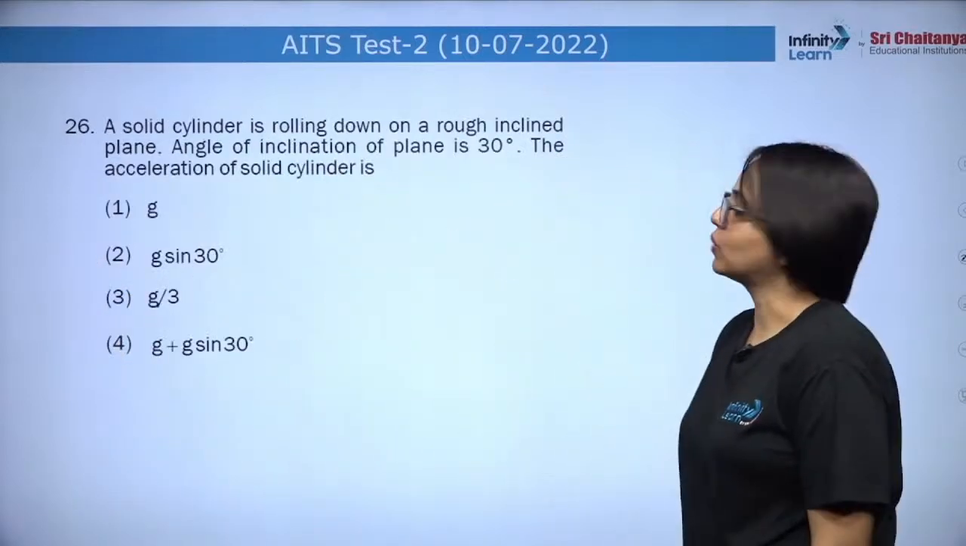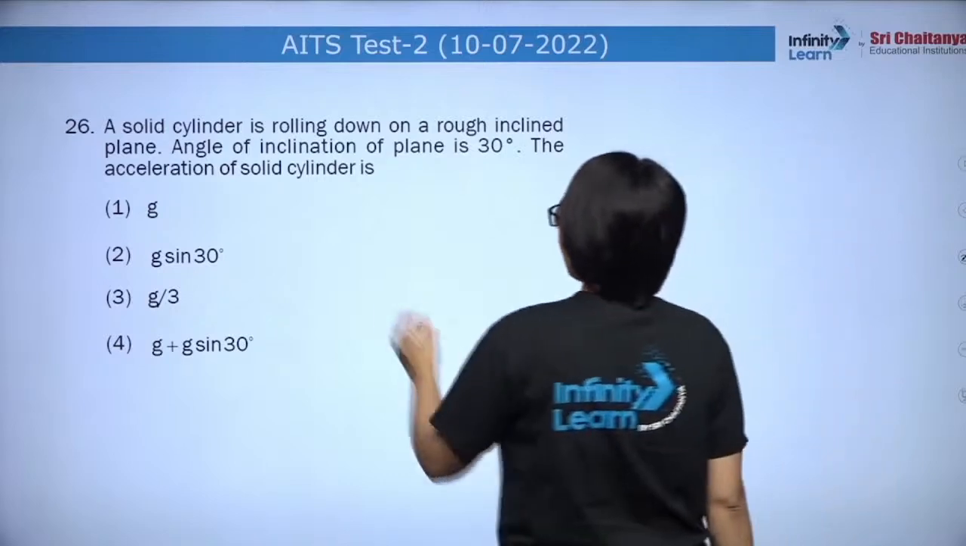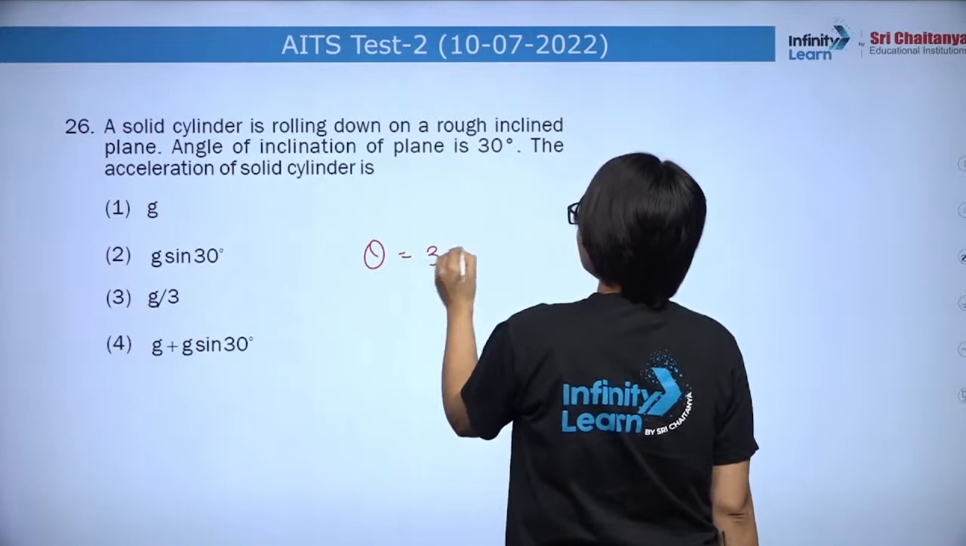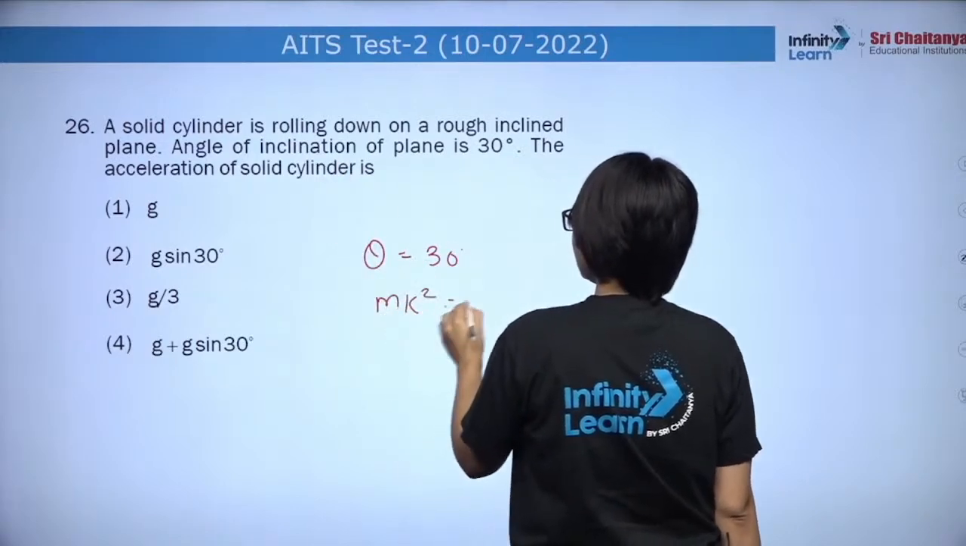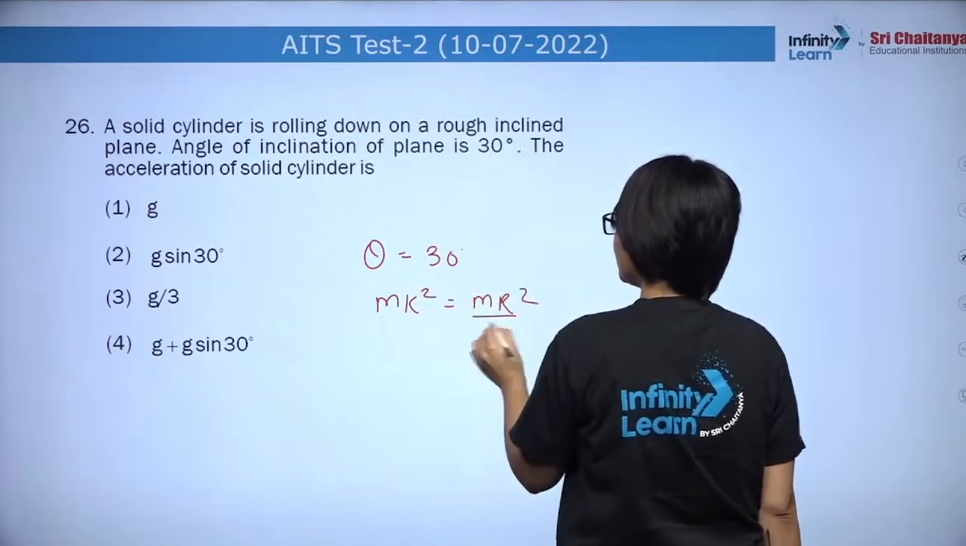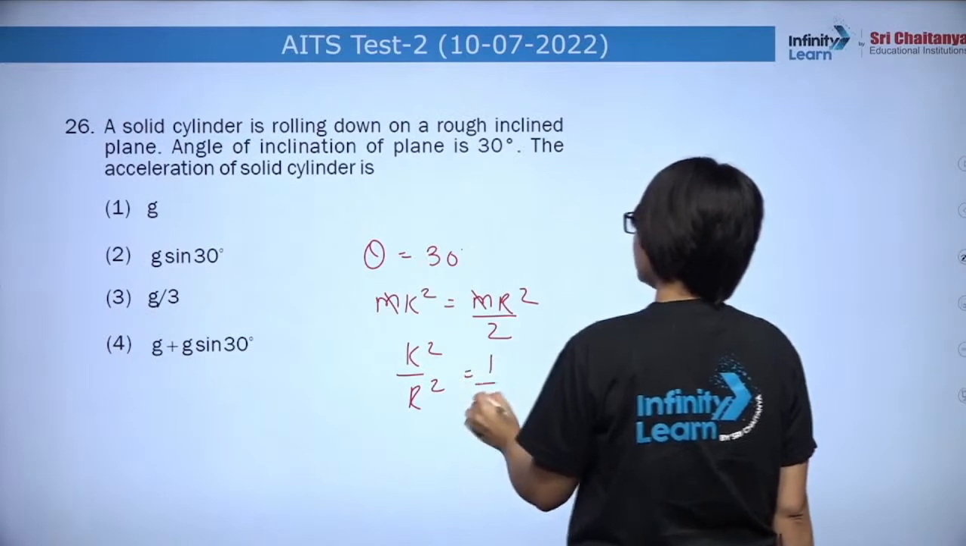Next is question number 26. A solid cylinder is rolling down on a rough inclined plane. Angle of inclination is 30 degree. This is solid cylinder. So its mk square is mr square by 2, moment of inertia. So k square upon r square is 1 by 2 for solid cylinder.